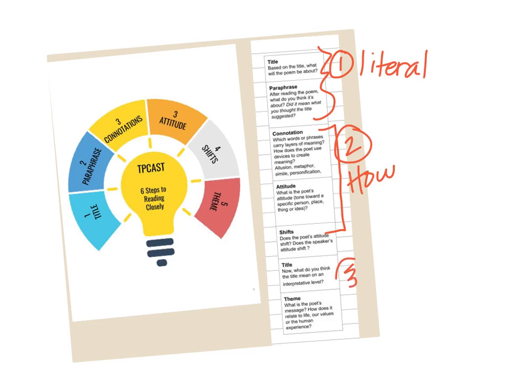And your third reading of the piece brings you back to the title to reconsider it and has you zoom out to think about theme, the message that the author wants us to take away from the text. So those are our 3 readings connected to the TPCast organizer that you'll use.